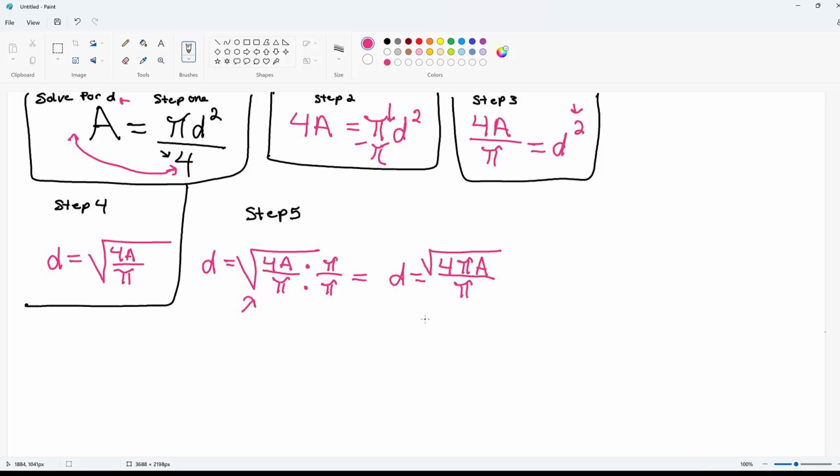And the answer to the question, I could put down here, I should have put it in green. Here is your answer. D equals 4 pi a squared over pi.